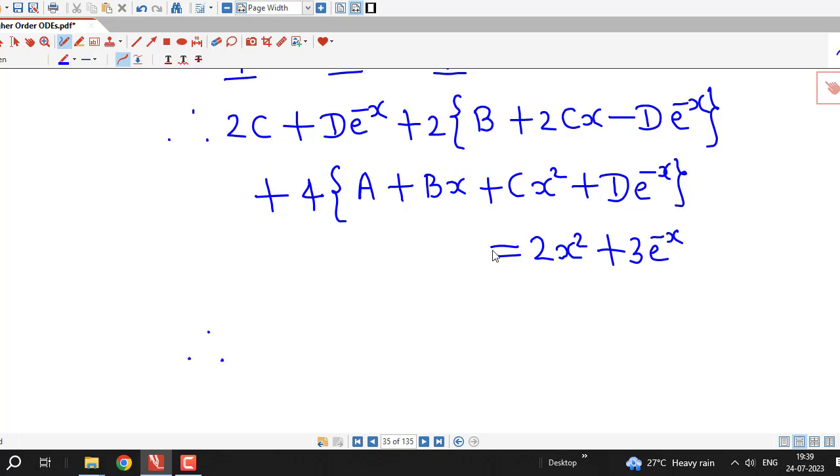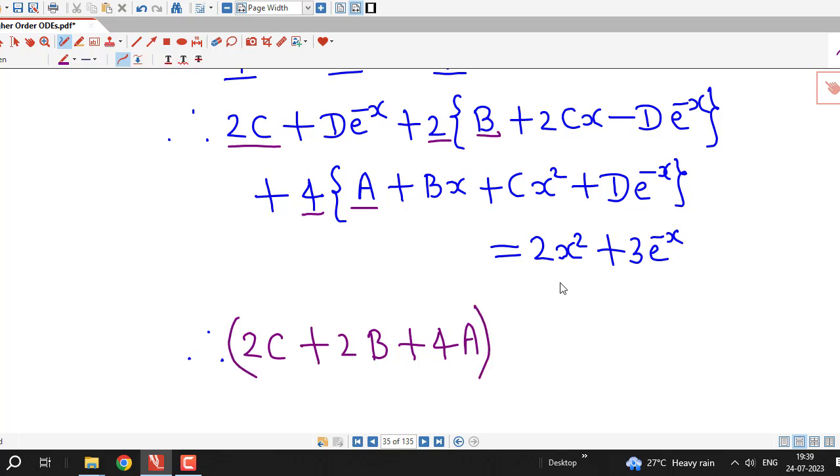Now on the left hand side we combine all the constant terms, then we will combine the coefficients of x, then the coefficients of x², and the terms in which we have e^(-x). So first I am writing the constant terms, which are 2c, 2b and 4a. So I am writing directly 2c + 2b + 4a. This is independent of x and e^(-x). Then I am writing the coefficients of x.